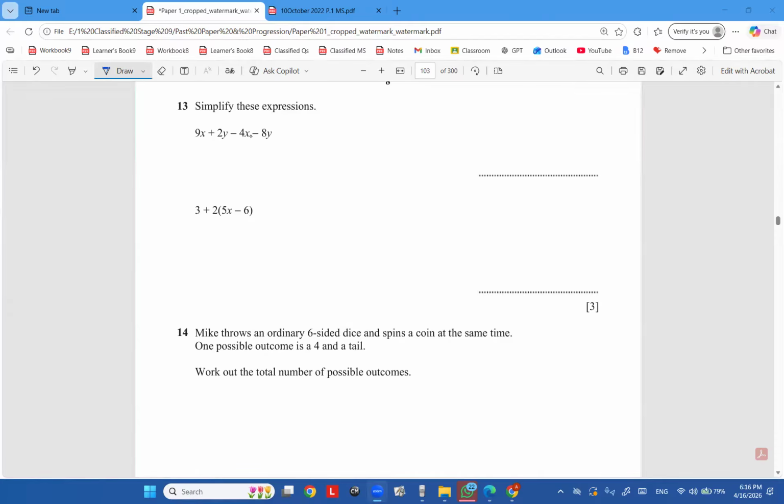Question 13 here says simplify these expressions. So I'm going to collect like terms. I'm going to collect the 9x with the negative 4x, which is going to give you exactly 5x. The positive 2y with the negative 8y, which is going to give you exactly negative 6y.